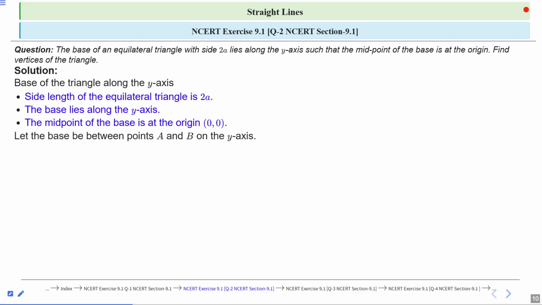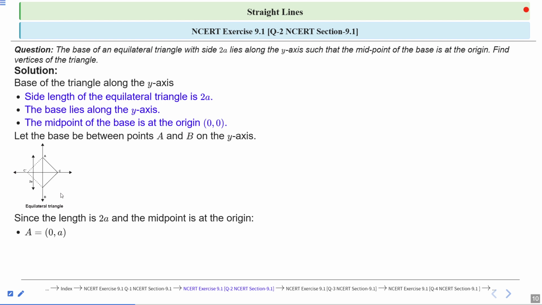So first of all, we let the base be between points A and B on the y-axis. See this figure. You can see here in this figure, AB is basically the base of this triangle, and the base lies along the y-axis. Okay, and now we have to find the coordinates of A, B and C. Since the length is 2a, this length is basically 2a and the midpoint is at the origin here.